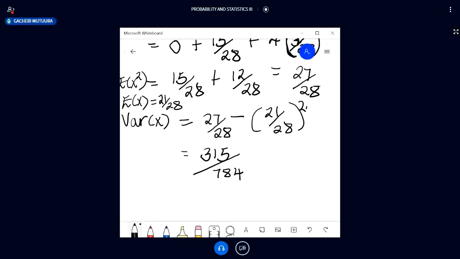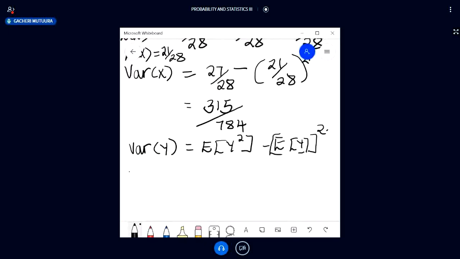Yes, 45 over 112 if you simplify it. I've confirmed it is okay. And now we have the same. Give me the expected value of y. For the variance of y, we need the expected value of y squared minus the expected value of y, all that squared. So I need the expected value of y squared because that is what we do not have. Give me the expected value of y squared really fast.